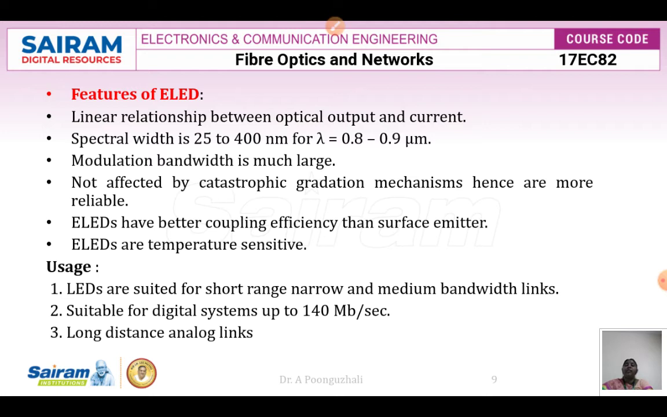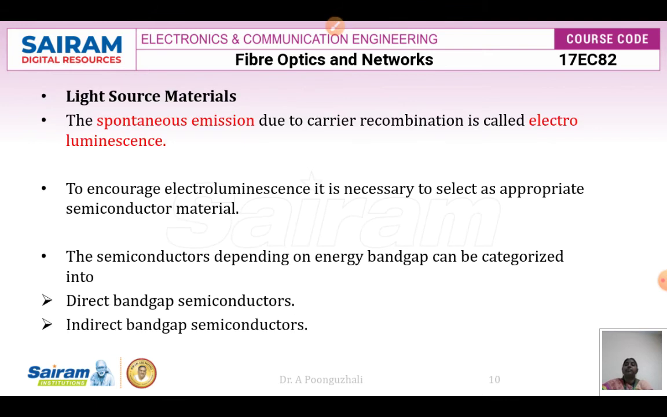Where we can find the usage of these edge emitting LEDs: for short range narrow and medium bandwidth links we can use edge emitting LEDs. These edge emitting LEDs are suitable for digital systems up to 140 megabits per second, and they can also be used for long distance analog links.